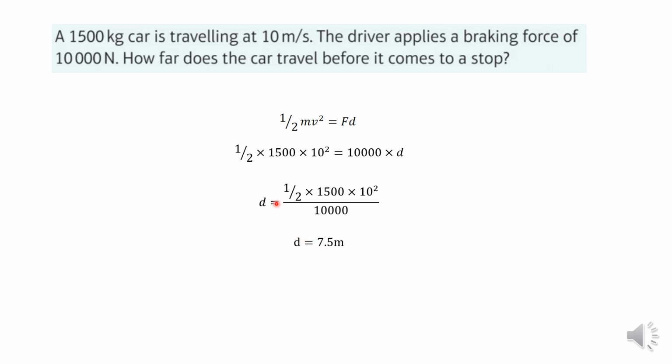We just get that by putting those numbers into the calculator. So it'd be half times 1,500 times 100, which is the 10 squared, equals, and then divide that number by 10,000. That gives us a stopping distance, I shouldn't really say stopping distance, a braking distance of 7.5 meters.